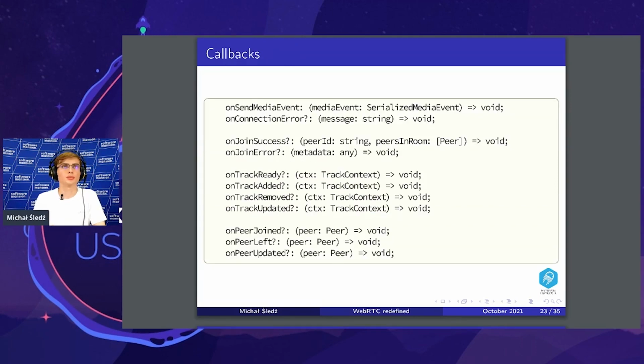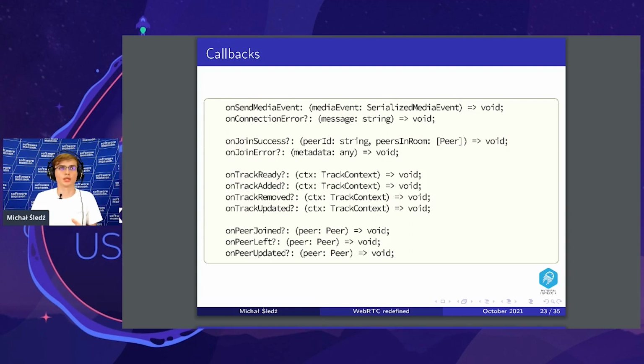The callbacks that we implemented at this moment are, of course, on send media event. Whenever our client library emits some media event, this callback will be invoked. This callback basically has to carry the data to the other side. The media event is in serialized form, so this is basically binary form or string. There are also callbacks related to joining, like on join success or on join error. Those callbacks are called whenever a peer is accepted or denied by a server.